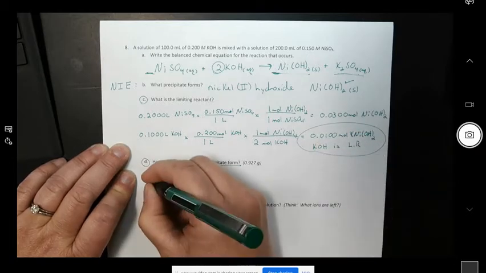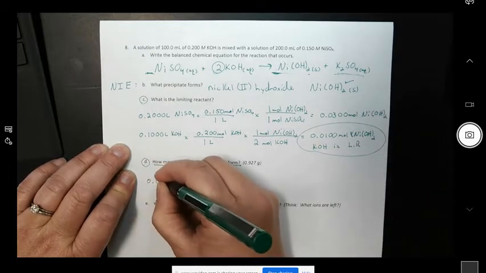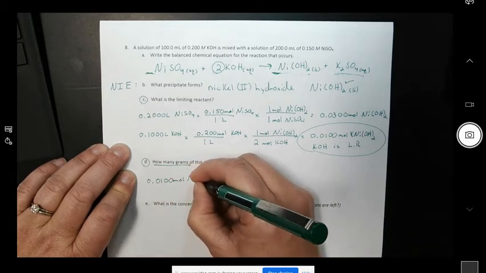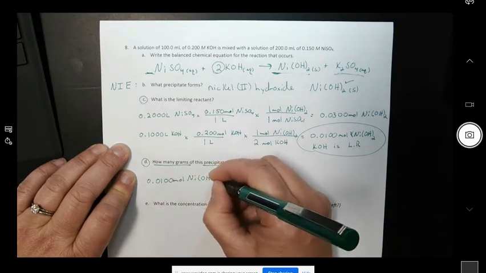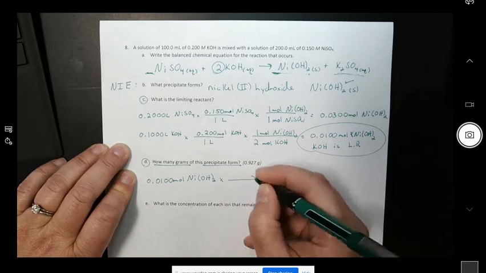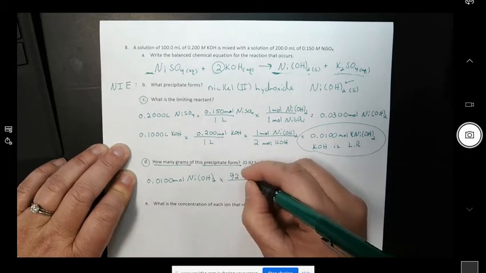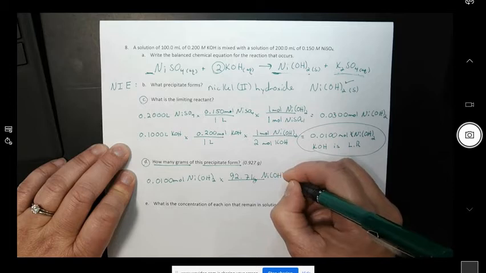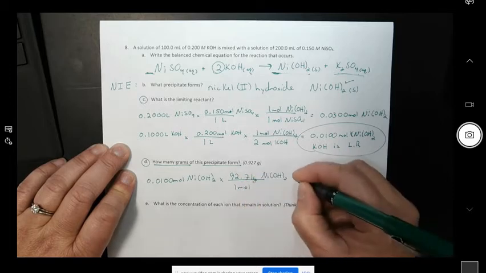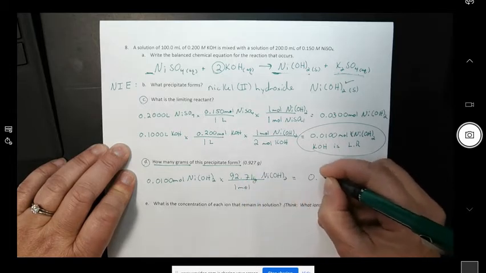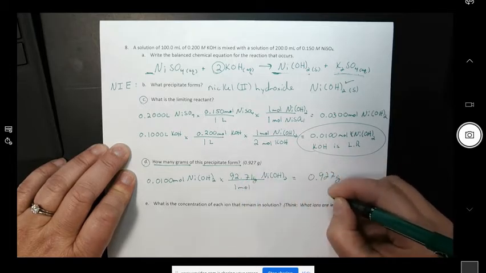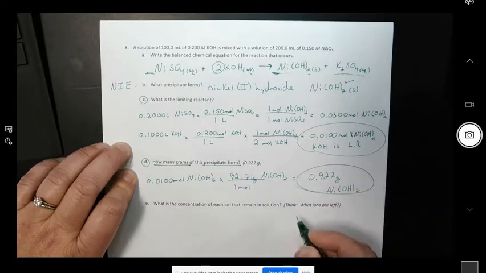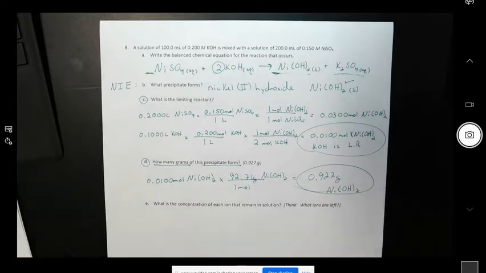So we're going to use that number down here, 0.0100 moles of our precipitate, and figure out how many grams we made. Molar mass is 92.71 grams Ni(OH)2 per mole. So that's going to give me 0.927 grams of Ni(OH)2. All right, that's the easy part with this one.